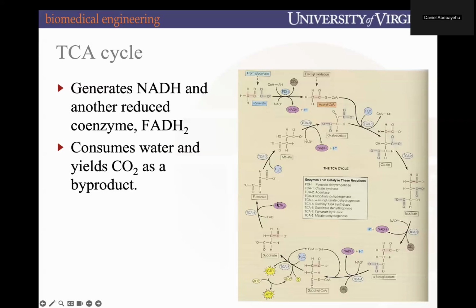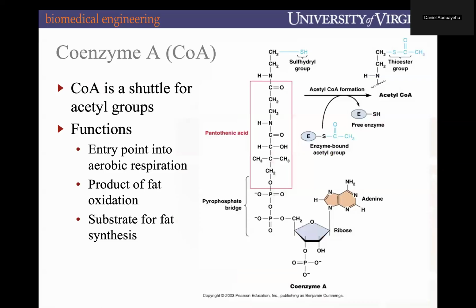What's key to note is that the coenzyme A attached to acetyl-CoA helps shuttle these acetyl groups that are used throughout the TCA cycle. If we look at the structure of this molecule, it's going to look somewhat familiar to a couple of other things we've looked at before. We have an adenine and a ribose sugar. Together, those make up adenosine. We have this pyrophosphate bridge and pantothenic acid. What's key to know is that pantothenic acid is actually vitamin B5.